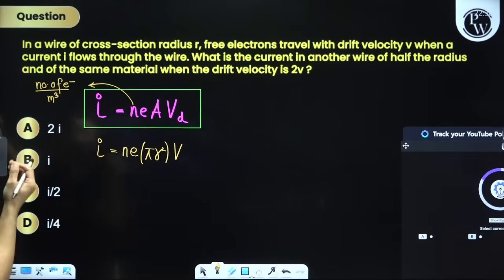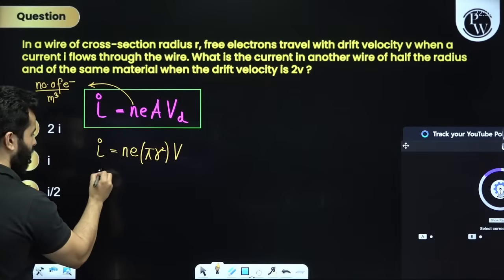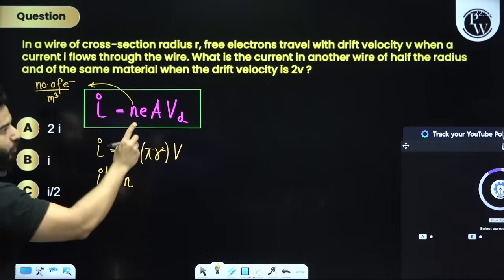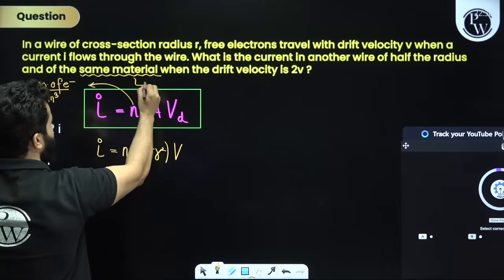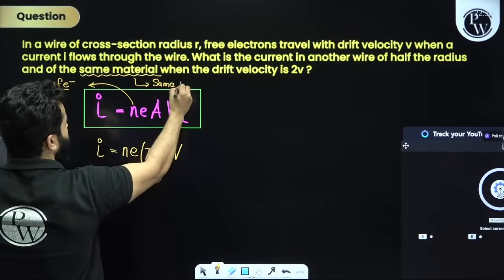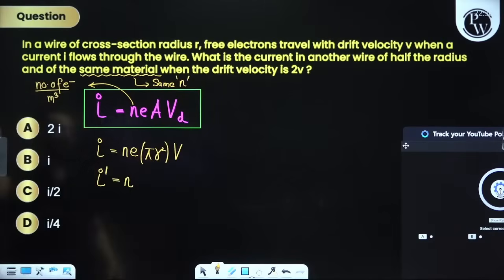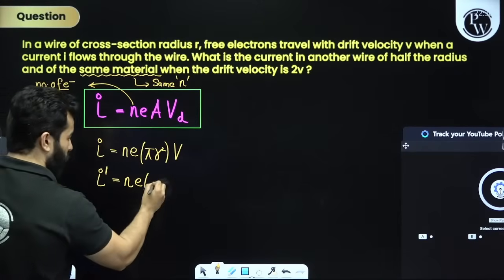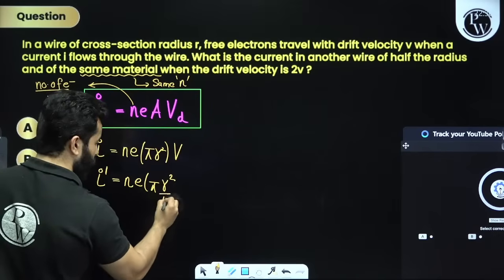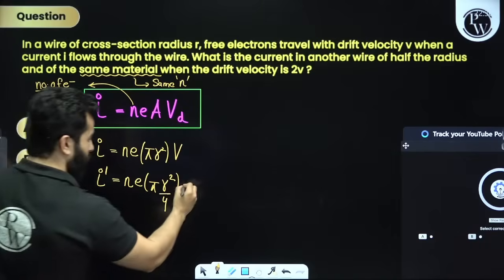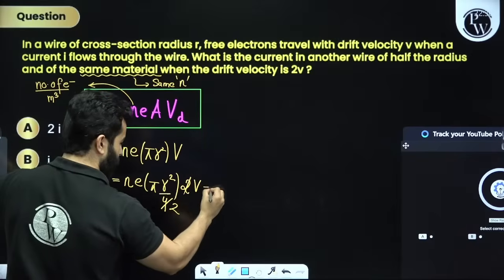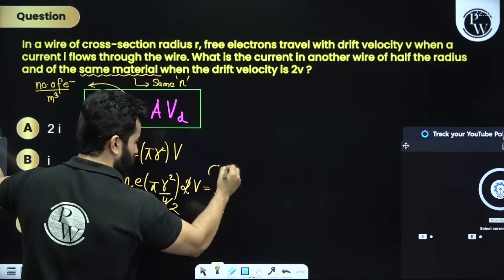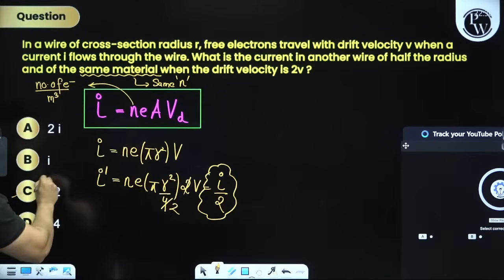And then they are saying what is the current in another wire? So n will be same because they are saying another wire of same material. Same material means same n. And then e will remain same, and then they are talking about half the radius. So pi into r square by 4. And drift velocity is 2v. So this will become 2, and this neAV is nothing but I, so the answer will be I by 2. I by 2 is option C.